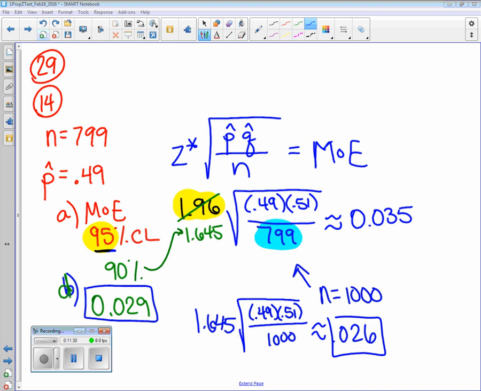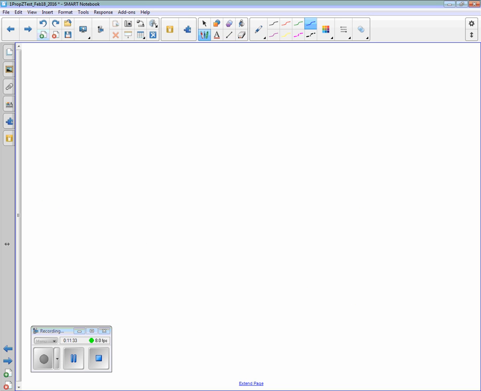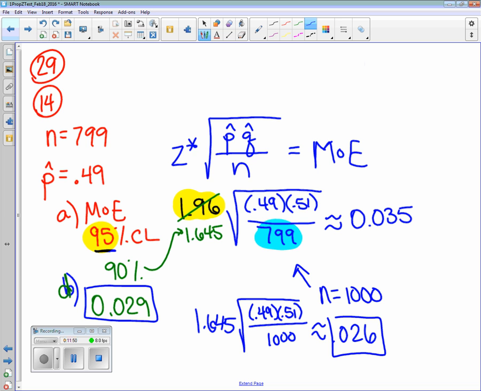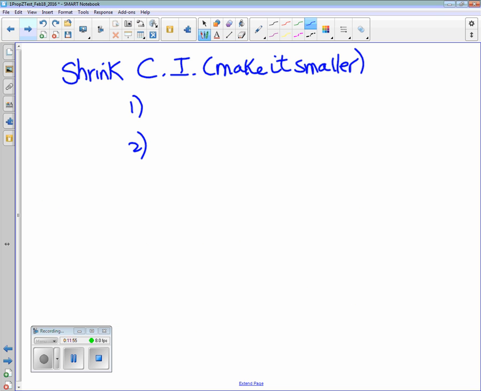So what are the two things, if I want to shrink my confidence interval, I want to make it smaller, what are the two things that we know of that will do that? The one thing we just said was increase the sample size. I would write this down if I were you. You'll probably see this again. So if we increase the sample size, our margin of error will get more narrow.